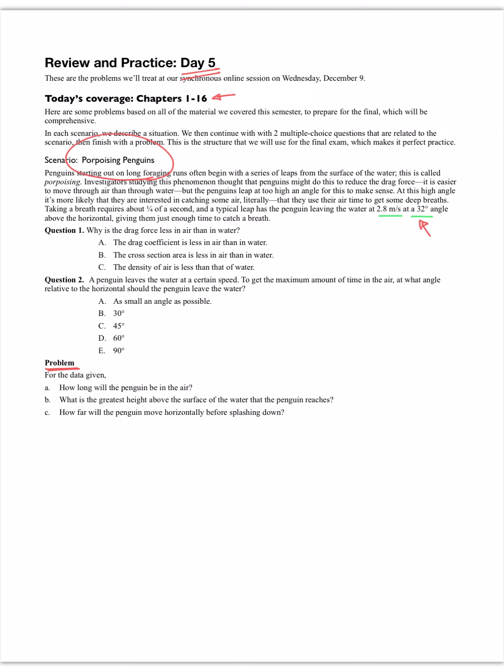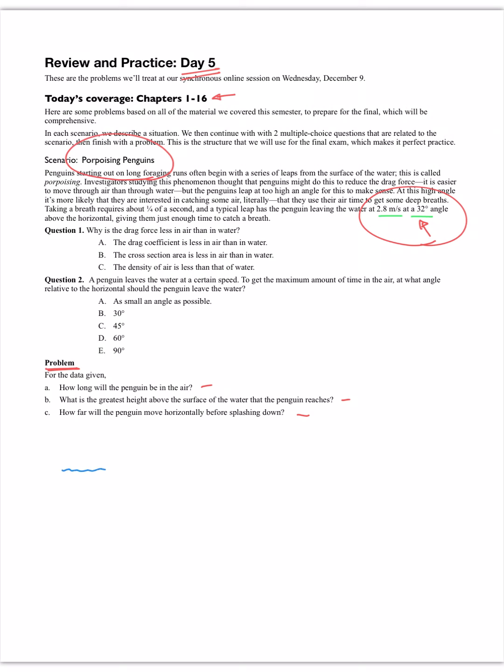And for the data given in the problem statement right here, the question is this. 1, how long will the penguin be in the air? What is the greatest height above the surface that the penguin reaches? And then how far will the penguin move horizontally before splashing down? Well, of course, the physics that we're looking at here is the physics of projectile motion.